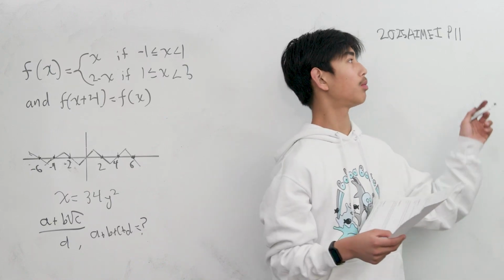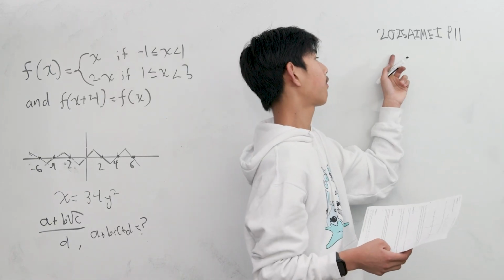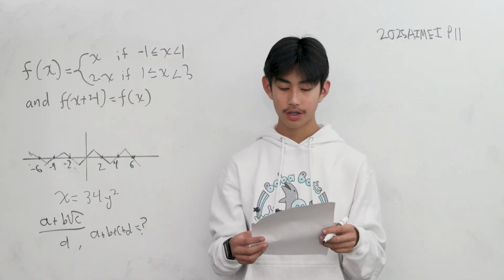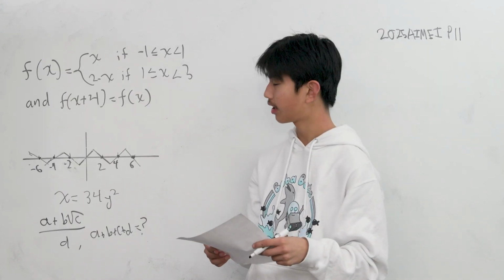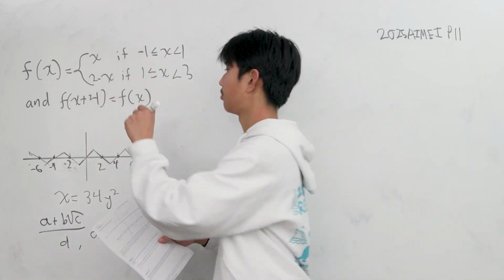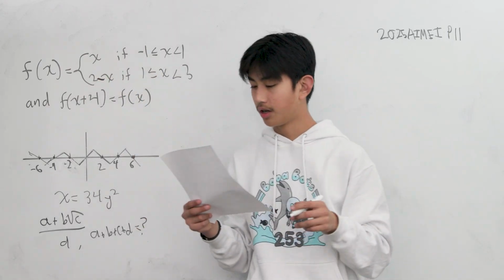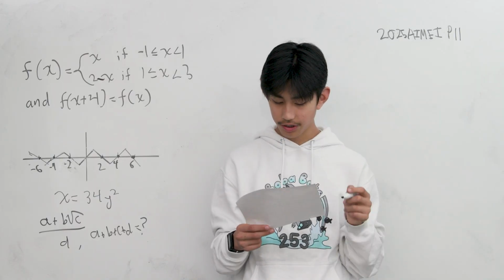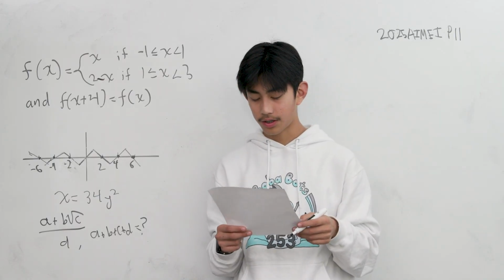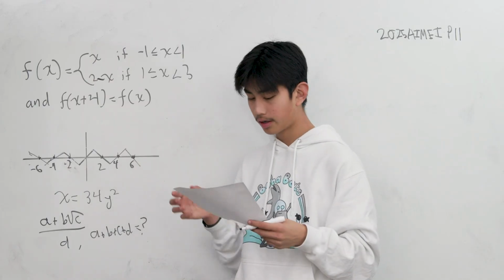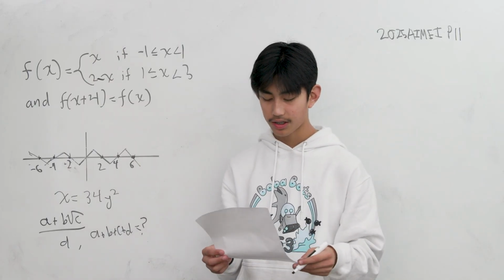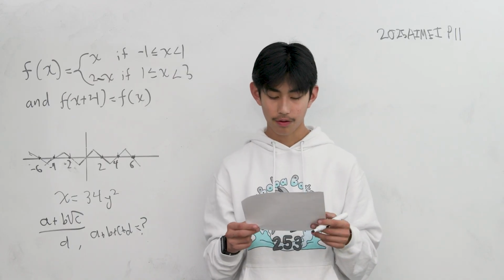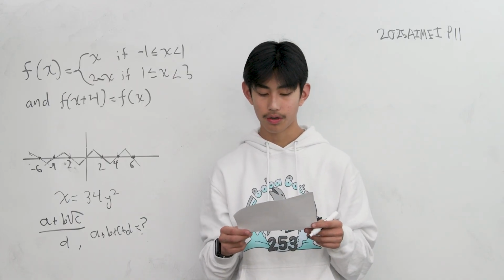We're solving problem 11 from the 2025 AIME 1. A piecewise linear function is defined by f of x and these two pieces, and f of x plus 4 equals f of x for all real numbers x. The graph of f of x has the sawtooth pattern right there. The parabola x equals 34 y squared intersects the graph of f of x at finitely many points.